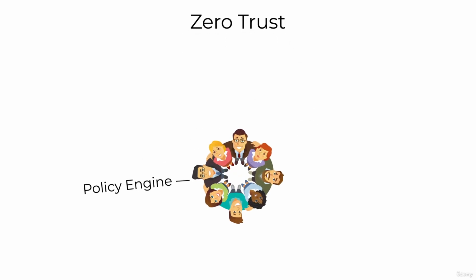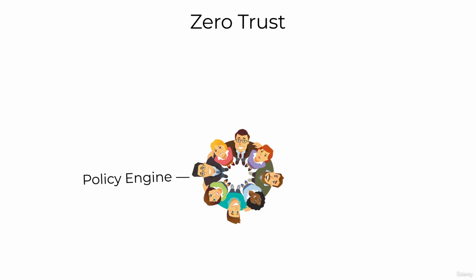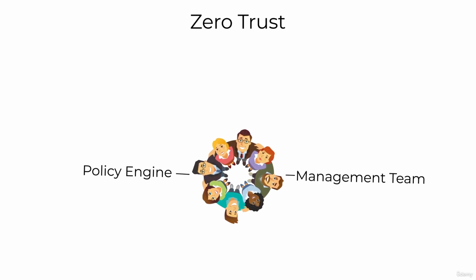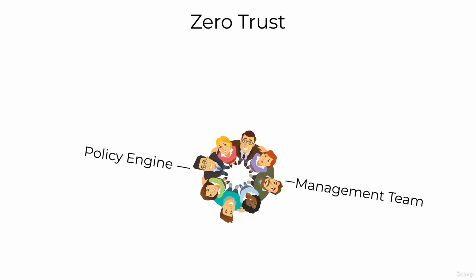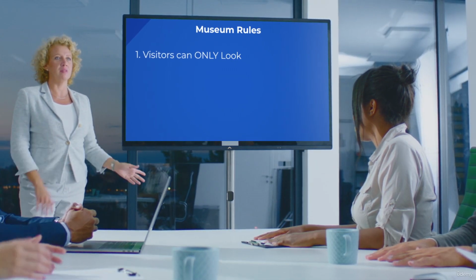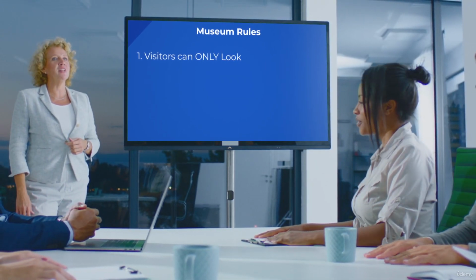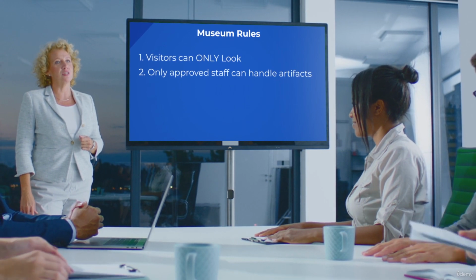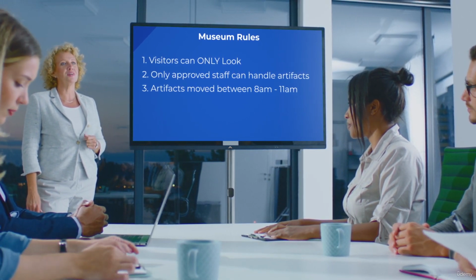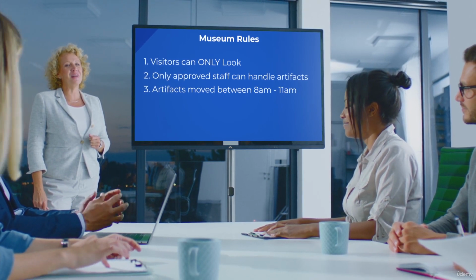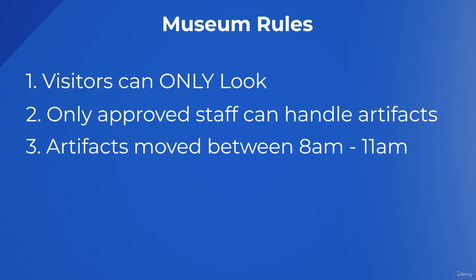First, there's something called the policy engine. Imagine the policy engine as the museum's management team. They make the rules about who can do what in the museum. For example, visitors can look at artifacts but cannot touch. Only certain staff members can handle the artifacts. Artifacts can only be moved during certain hours. These rules are created based on the importance and sensitivity of the artifacts.